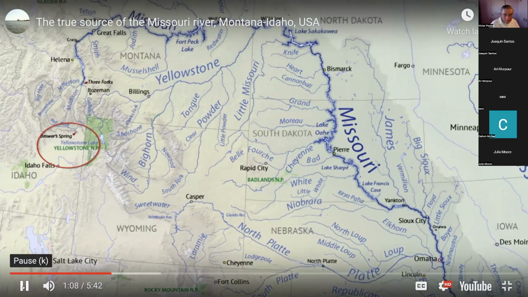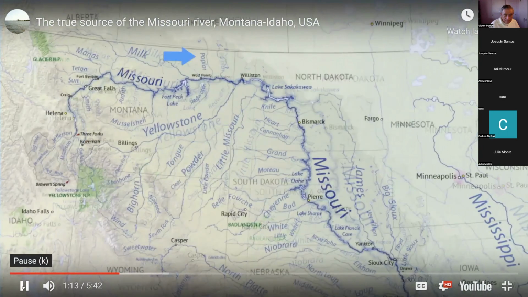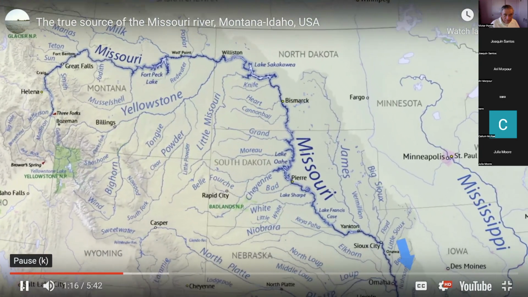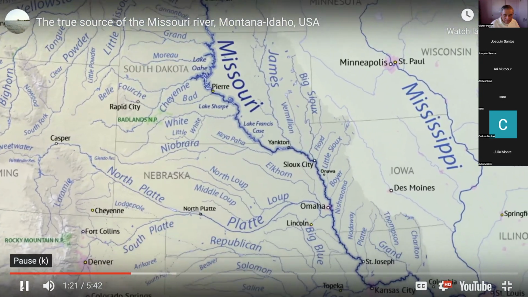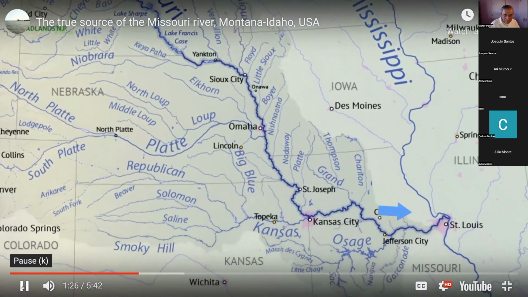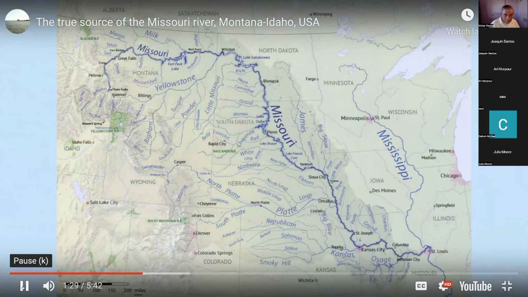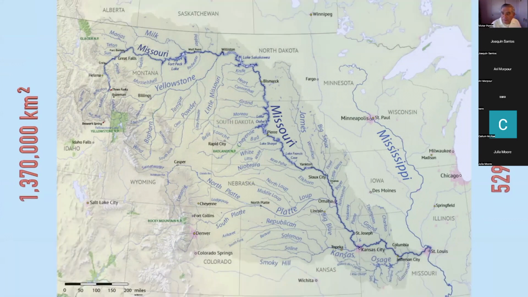The Missouri River is the longest river in North America. With its source in the Rocky Mountains of western Montana, the Missouri flows first north, then east and south for 3,767 kilometers, that is 2,341 miles, before joining the Mississippi River north of St. Louis, Missouri. The river drains a sparsely populated semi-arid watershed of 1,370,000 square kilometers, that is 529,200 square miles, which comprises parts of 10 U.S. states and 2 Canadian provinces.